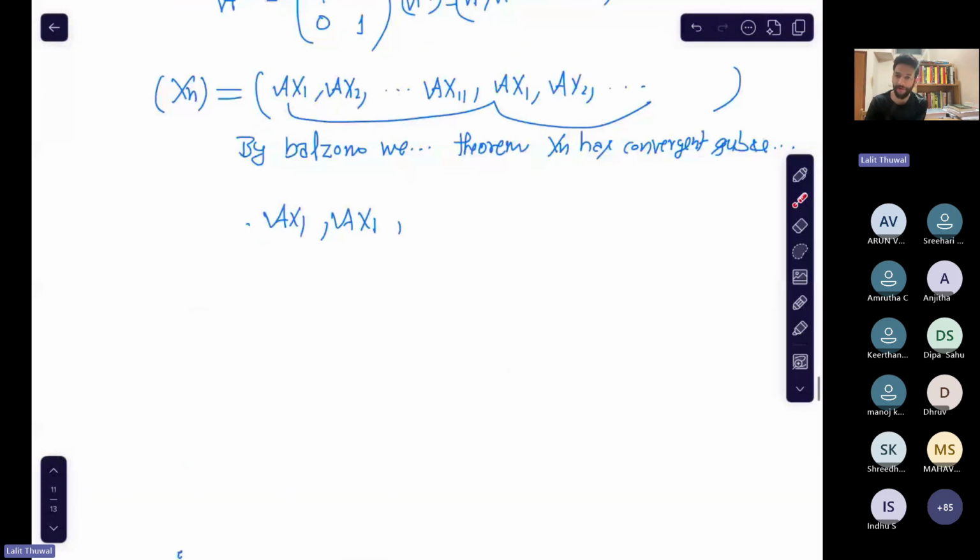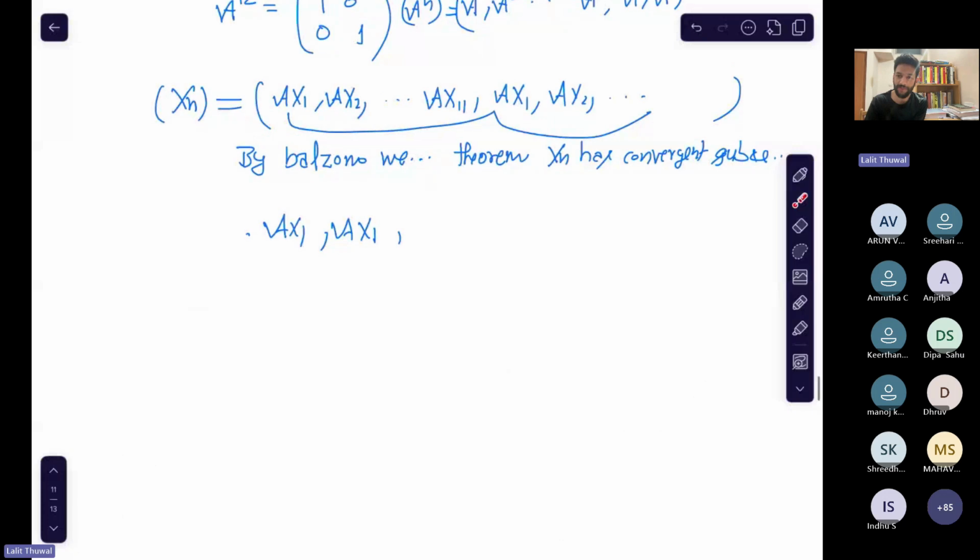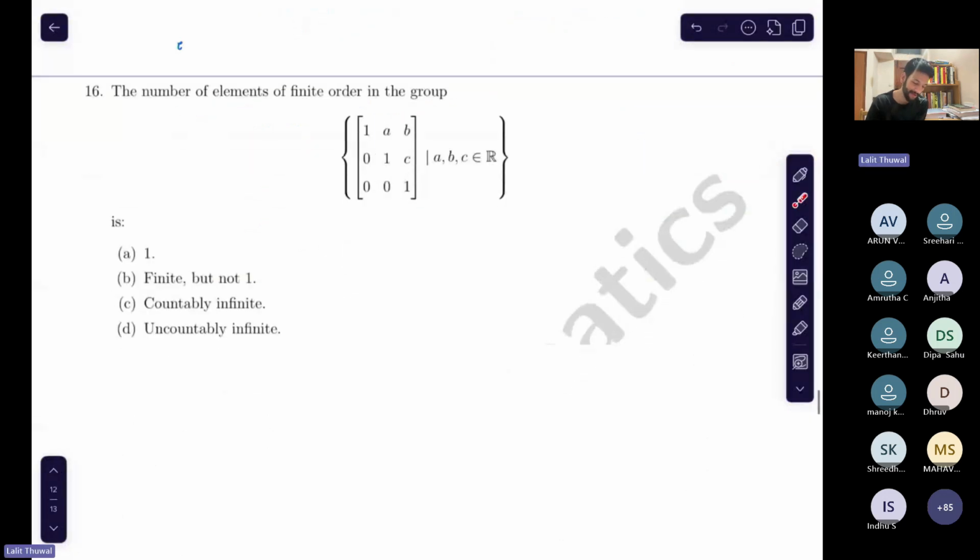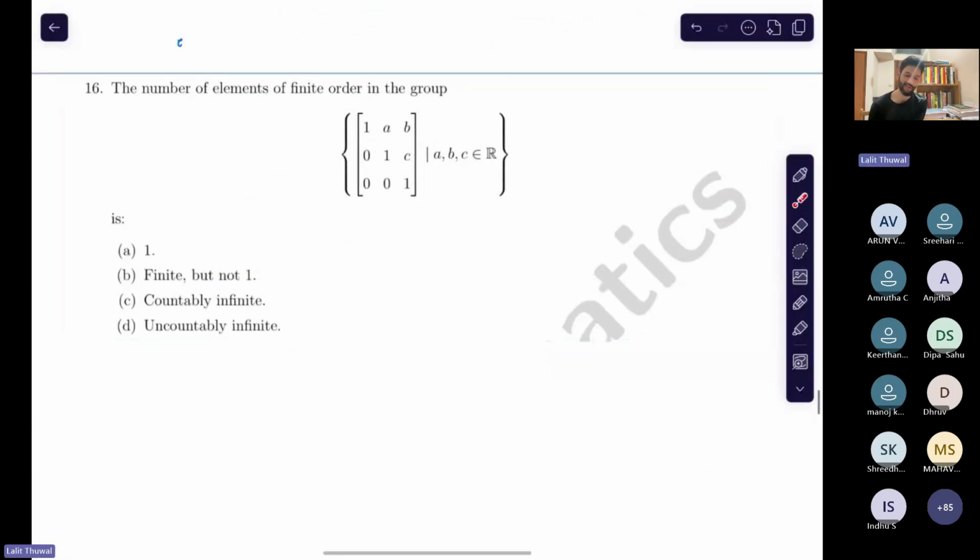So, do we move to the next question? Yes. This is also a question from TIFR 2023. I will ask some interesting questions after this. Once you solve this question, they ask about the number of elements of finite order in this group. Let me denote it by H.